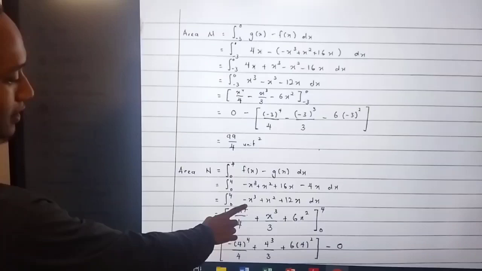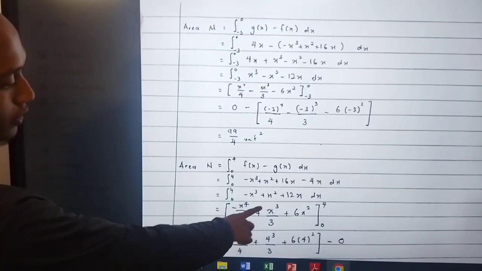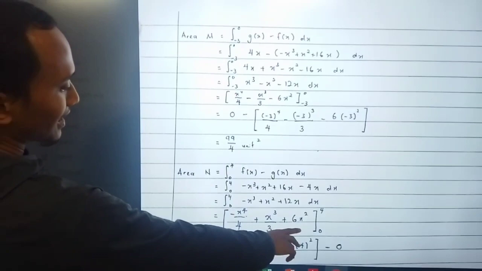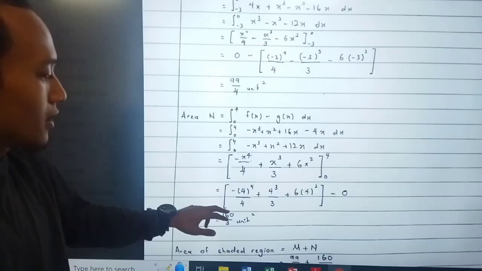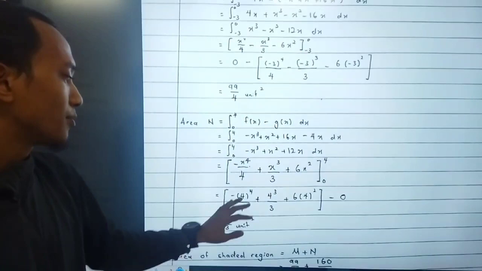Then you integrate each term. You get negative x to the power of 4 over 4. You integrate x squared, you get x cubed over 3. You integrate 12x, you get 6x squared. Then you put the upper limit into the function, you get this one, and you put 0 into the function, you get 0. So, the upper limit minus the lower limit.